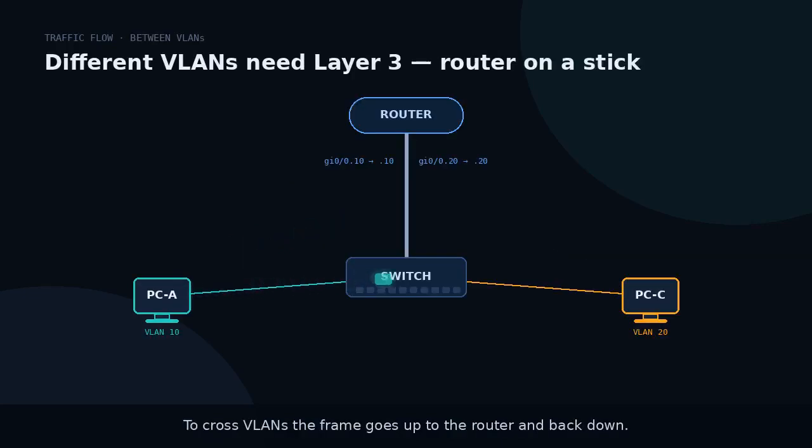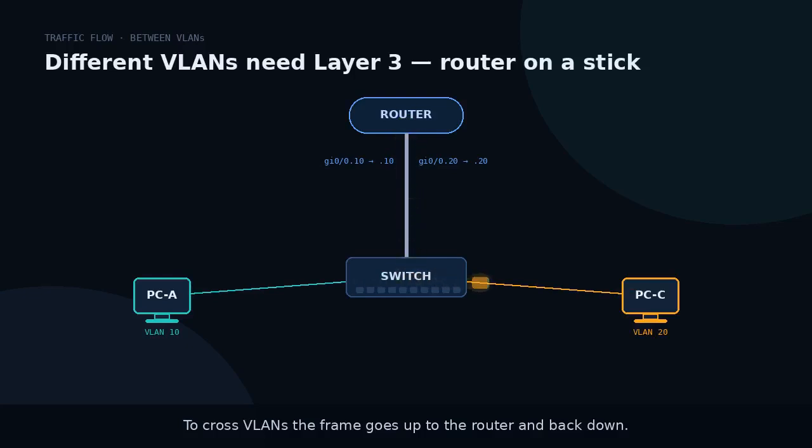But what happens when devices are in different VLANs? PC A is in VLAN 10, and now it wants to reach PC C in VLAN 20. Remember, each VLAN is its own separate network, its own subnet. And a switch alone cannot move traffic between different networks. For that you need layer 3, a router, or a switch that can route.